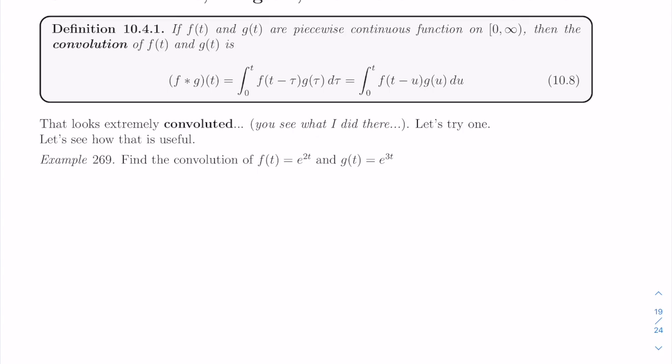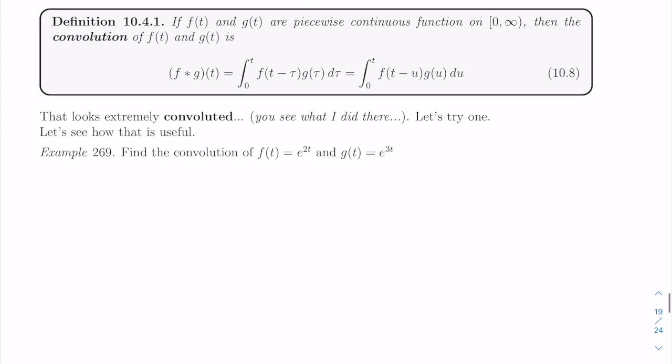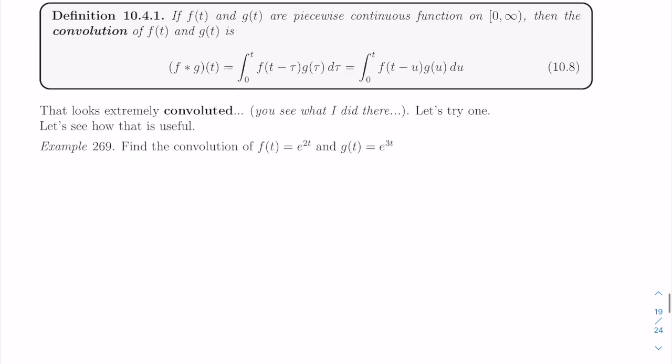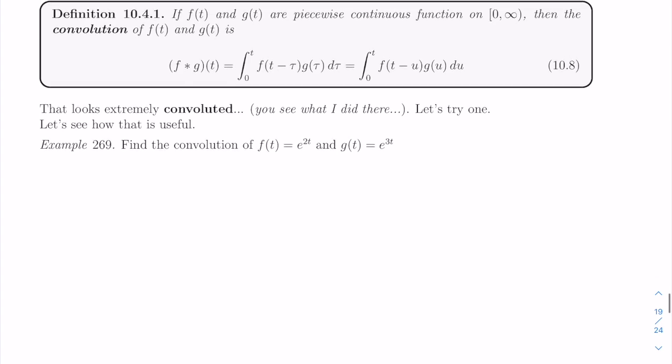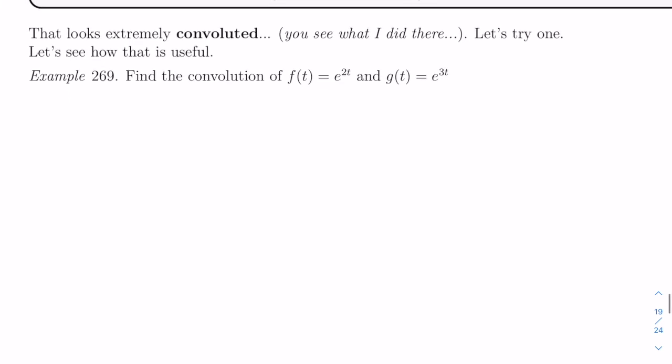Okay, so this looks extremely convoluted. All right, that's enough. Let's try one, and a little bit later we'll see why this is useful. Okay, let's try the convolution of e to the 2t and e to the 3t. So I want e to the 2t star e to the 3t.